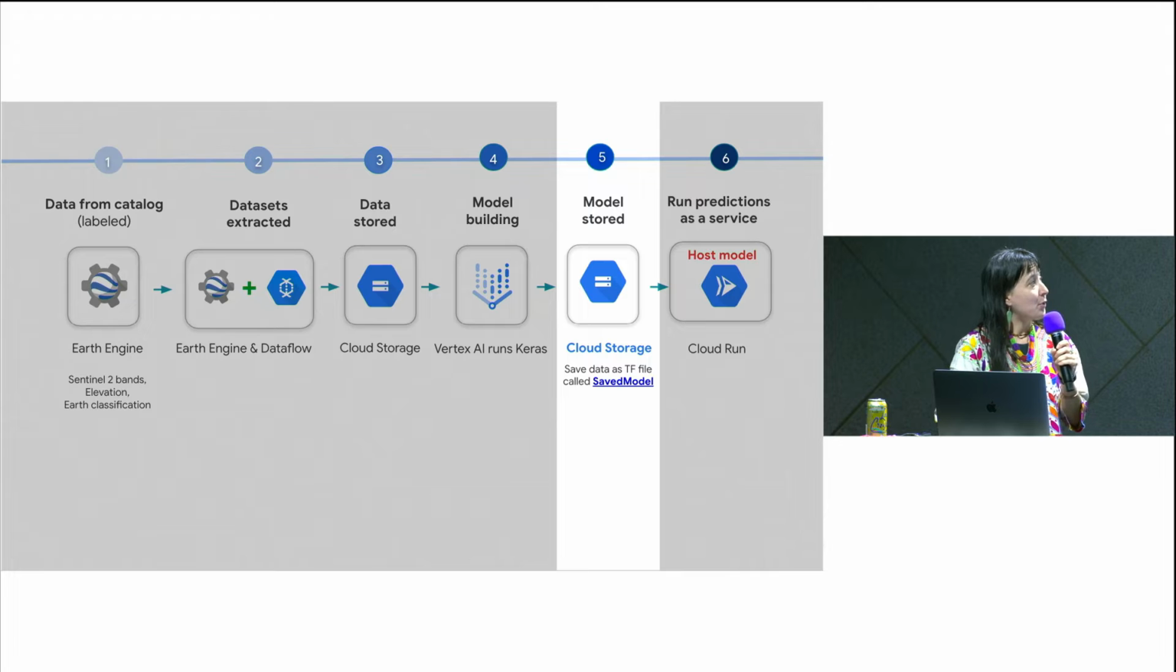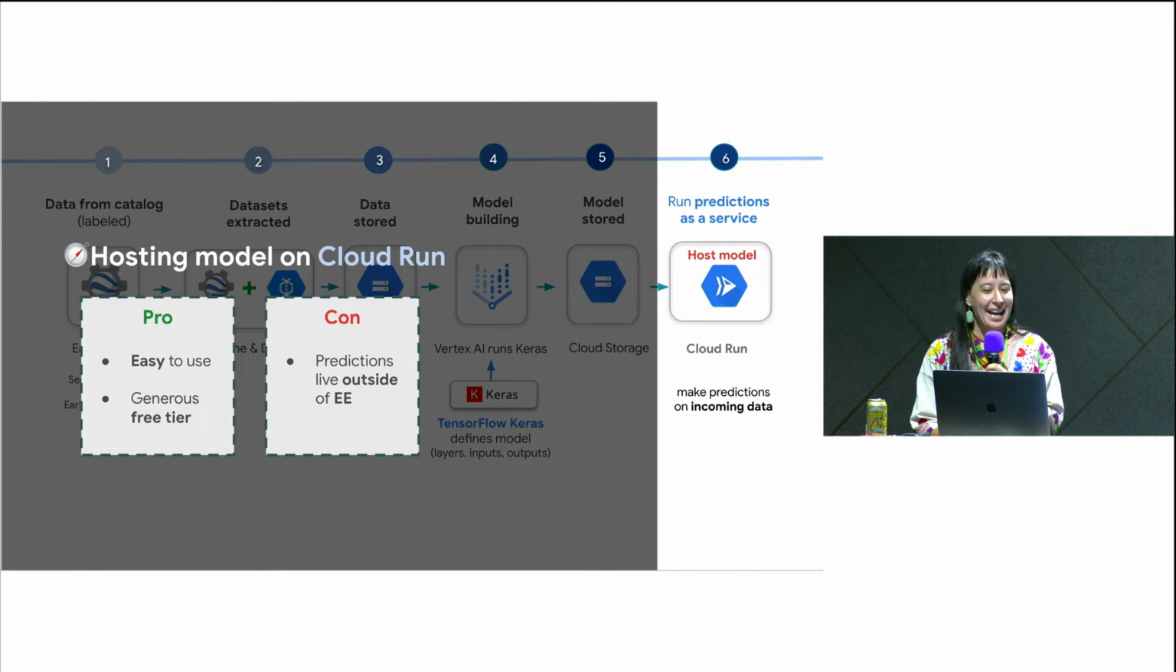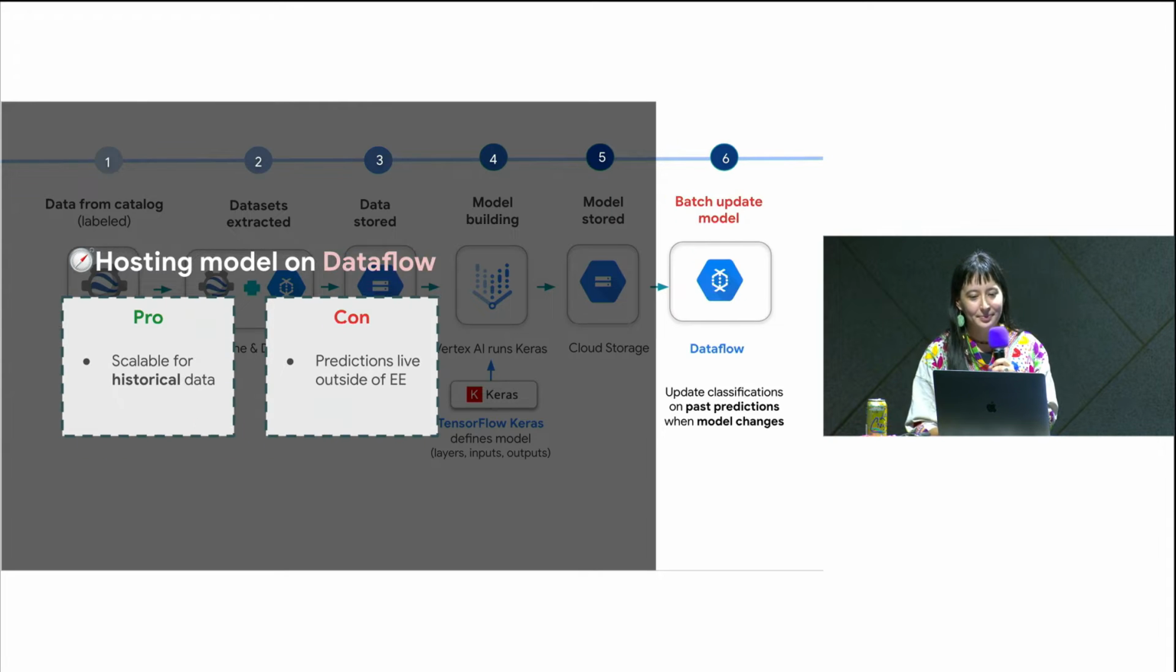All right, so after we train the model, we store it into cloud storage as a TensorFlow file called saved model. And we can then host that model in Cloud Run and begin to classify incoming land cover labels. So you'll see that there's a difference between training and hosting the model.